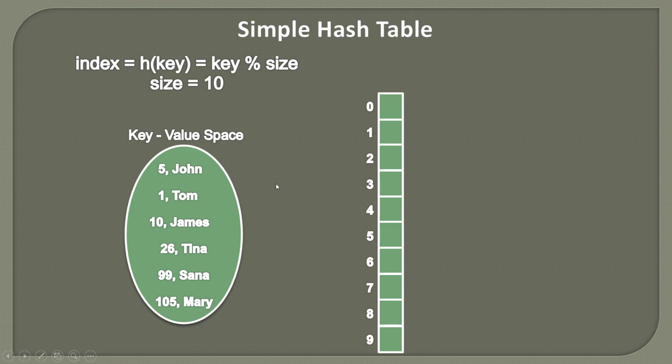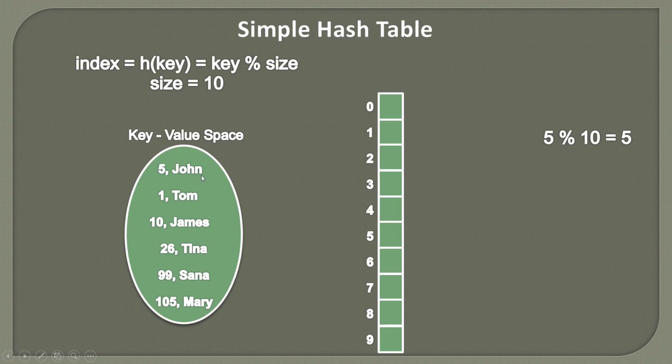Now let's say we want to store these key value pairs in this simple hash table. So what we do is, let's say the key is 5 and the value is John. When we try to store this key value pair in a simple hash table, we take the key, we pass it to the hash function, and this hash function returns an index. So we simply go to that index and store this key value pair. So for example, 5 mod 10. When we divide 5 by 10, we get remainder 5.